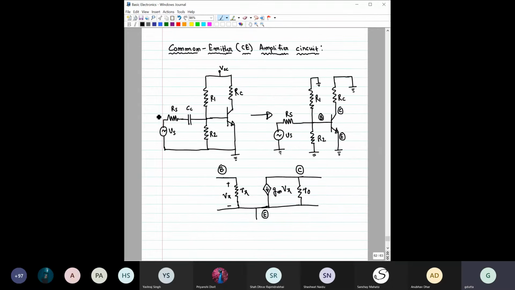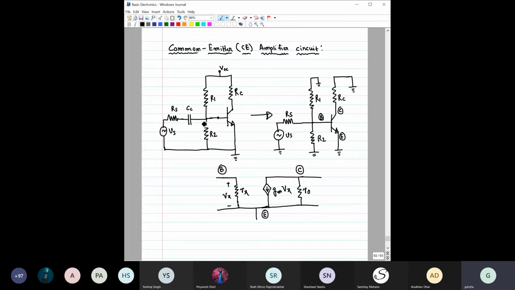this type of configuration, okay, where you can see this is VCC, this is RC, this is the NPN transistor. So here we have used two resistances R1 and R2. You know that voltage divider biasing. So we are biasing this base terminal by using these two resistances, right?